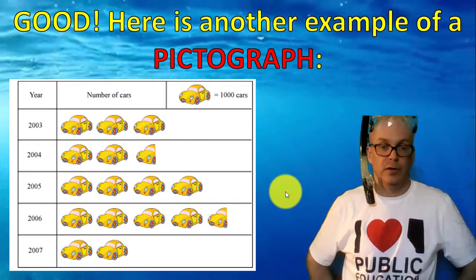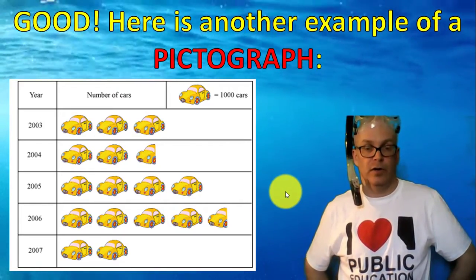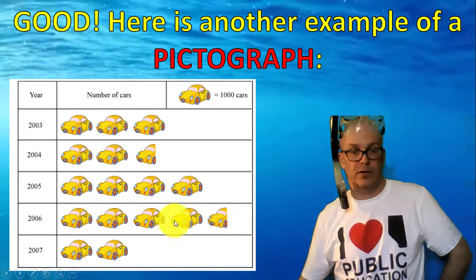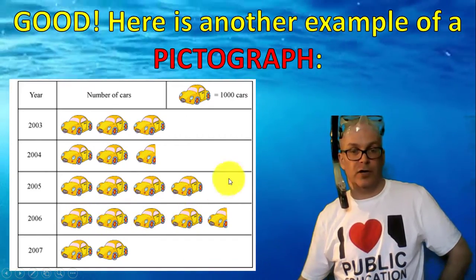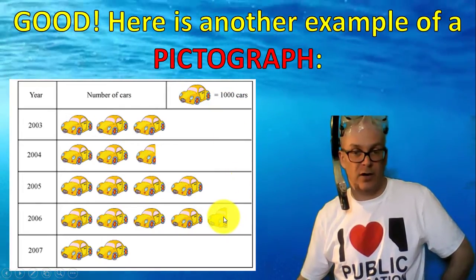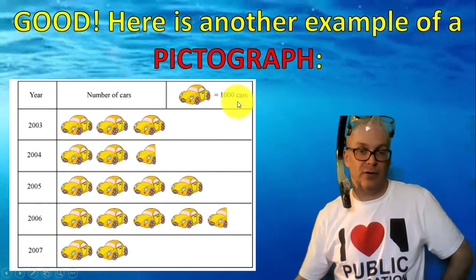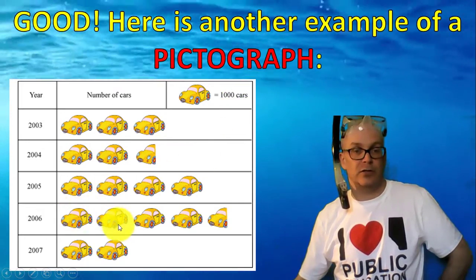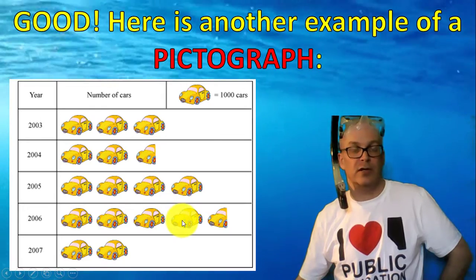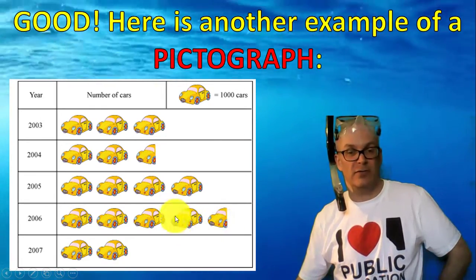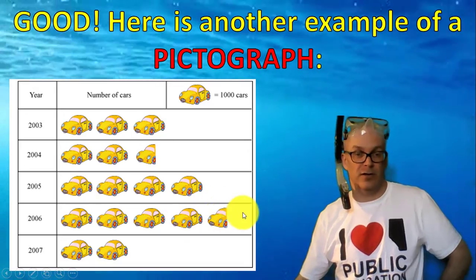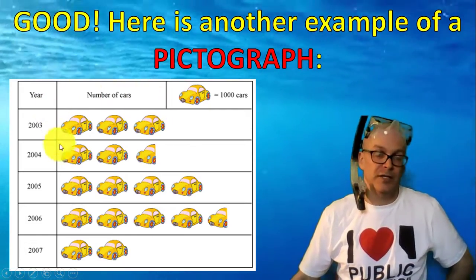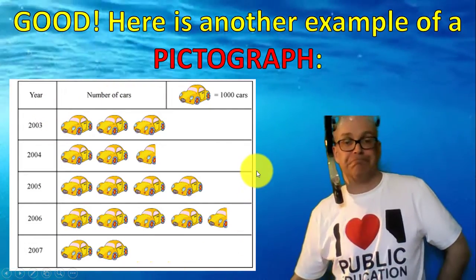In 2006, how many cars were sold? Let's see. 1, 2, 3, 4. There's 4 full cars here in 2006, right? So 4 full cars means 4,000. Then you've got half a car. What's half of 1,000? Half of 1,000 is 500, isn't it? So 1,000, 2,000, 3,000, 4,000, plus 500. So 4,500 cars. Okay, so this is a good way of recording information and telling people a story about numbers.